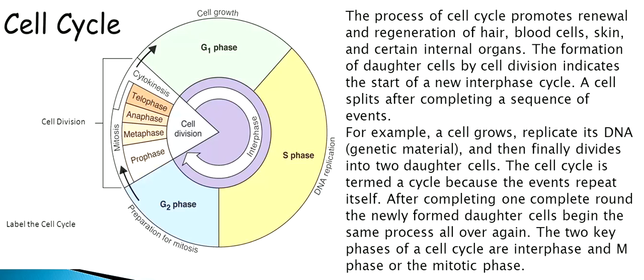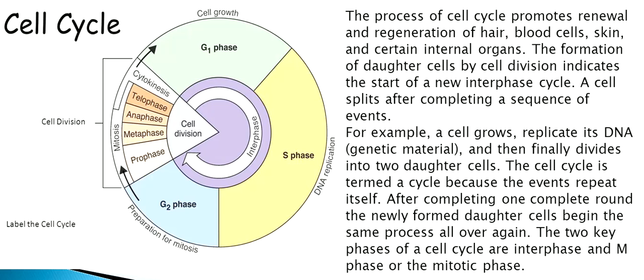The process of cell cycle promotes renewal and regeneration of hair, blood cells, skin, and certain internal organs. The formation of daughter cells by cell division indicates the start of a new interphase cycle. A cell splits after completing a sequence of events. For example, a cell grows, replicates its DNA, and then finally divides into two daughter cells.